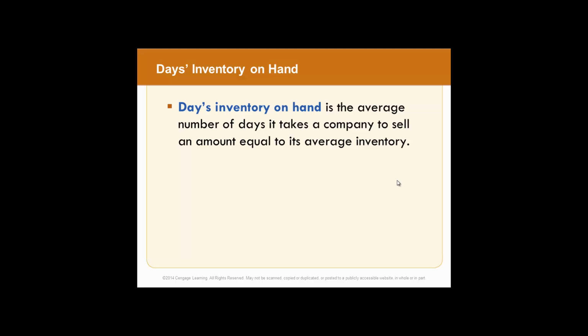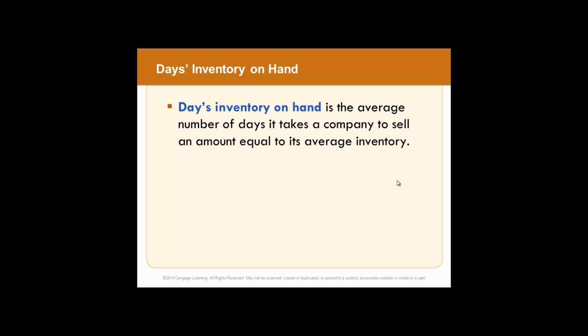Then there's also days inventory on hand. It's the average number of days it takes a company to sell an amount equal to its average inventory. So what that means is if I stop producing today, how many days can I go with my sales? Around holidays, they need to know that if they shut down for Christmas, they still have enough product to sell for the next few days after Christmas and such. So those ratios help look, and they also help you see if you're holding on to too much inventory.